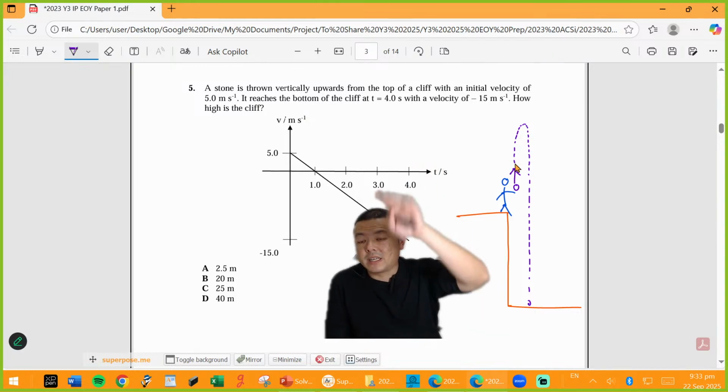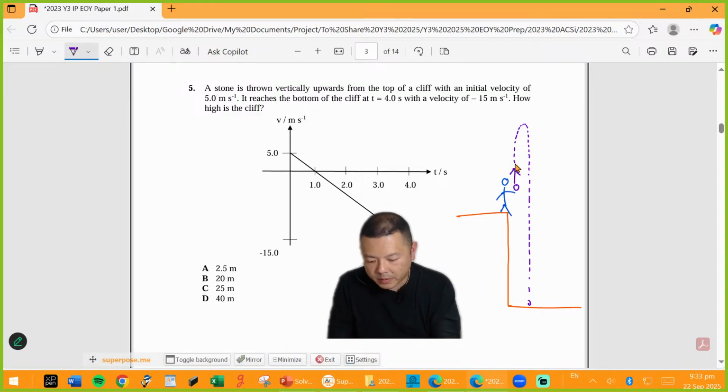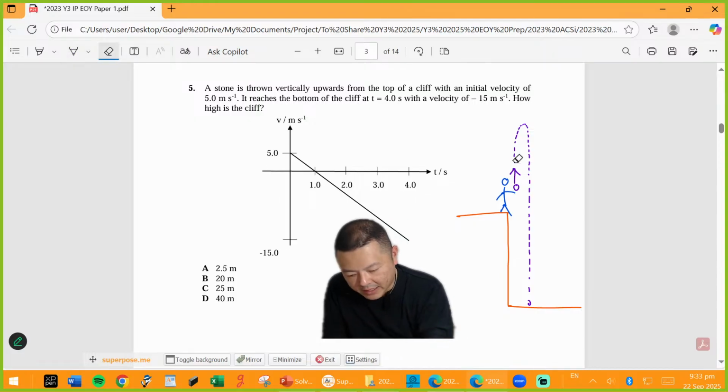So this kind of question where they say cliff, it's always this kind of scenario. You throw it up, it comes back down. Okay. So they're asking for the height of the cliff, which unfortunately I think is a bit confusing now because of the person here like this, right?